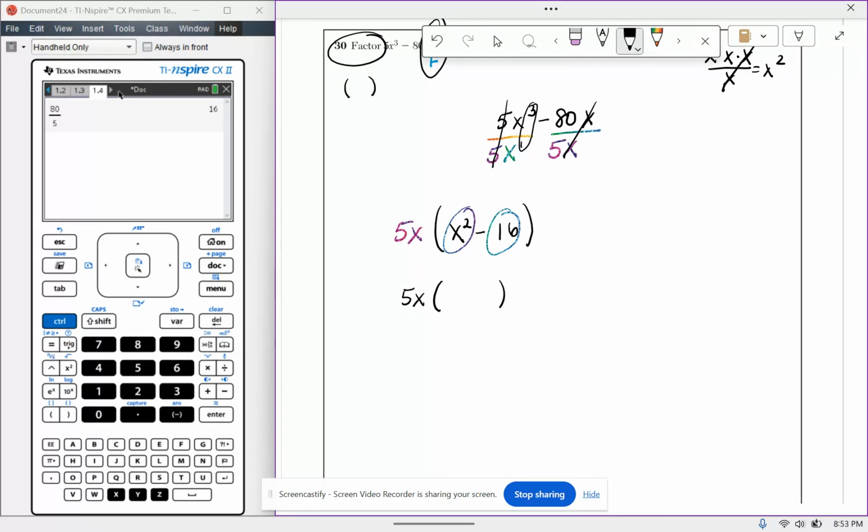The square root of x squared is x. In order to get a minus sign in the middle, you have to have opposite signs in the factors, and the square root of 16 is 4. This cannot be broken down any further. A good clue is that all the x's are to the first power. There's no way you could break this down any further. You're done.